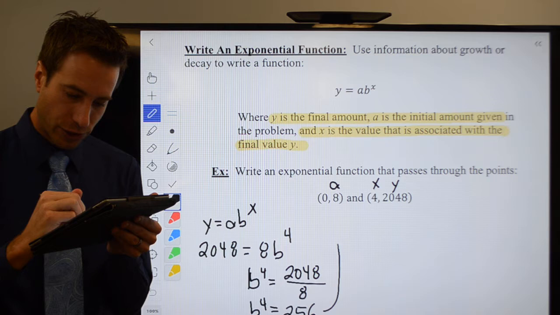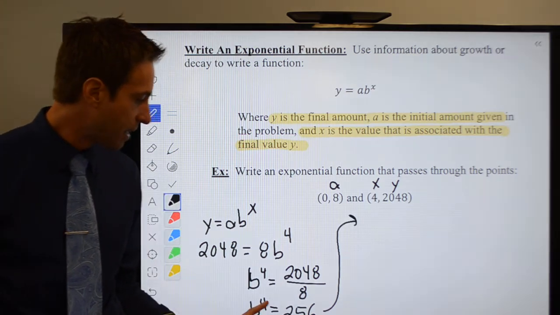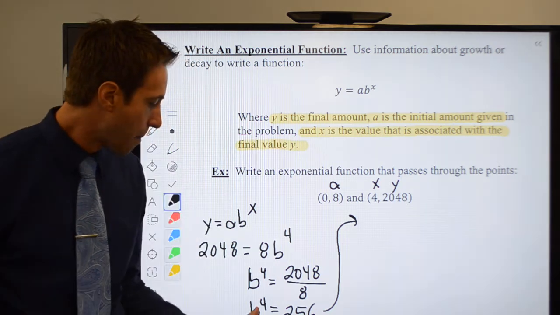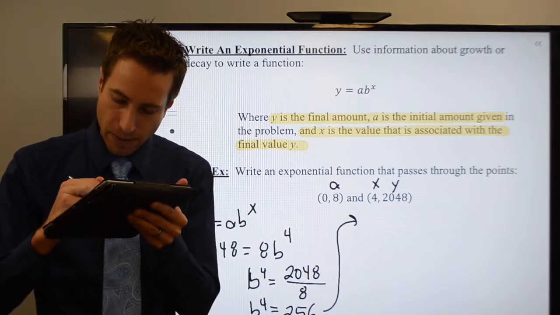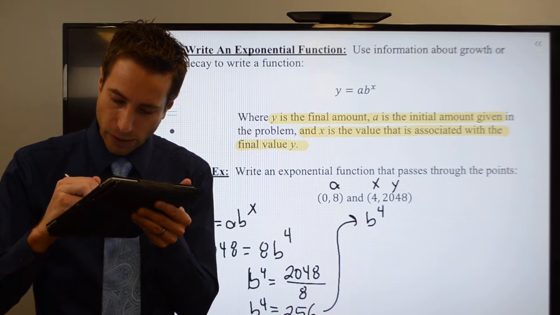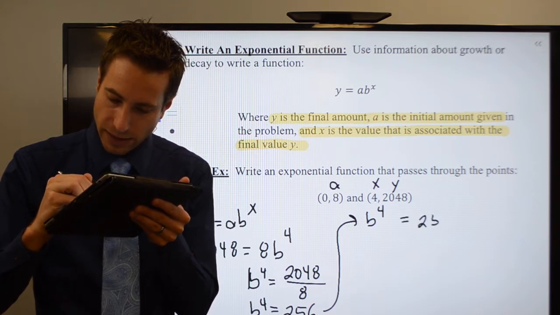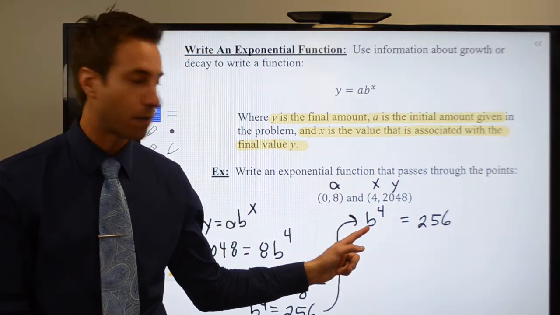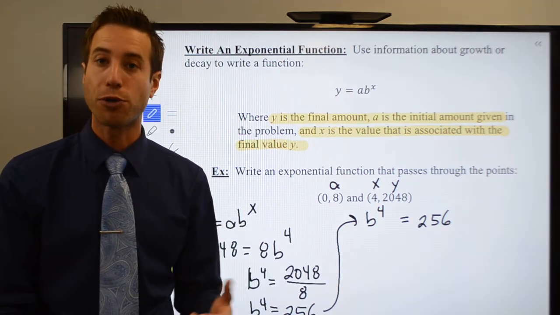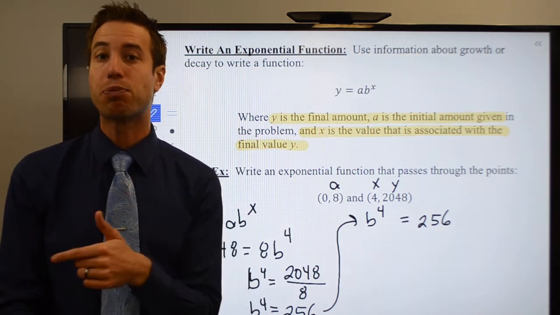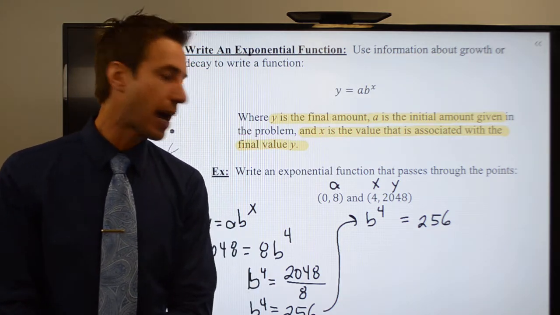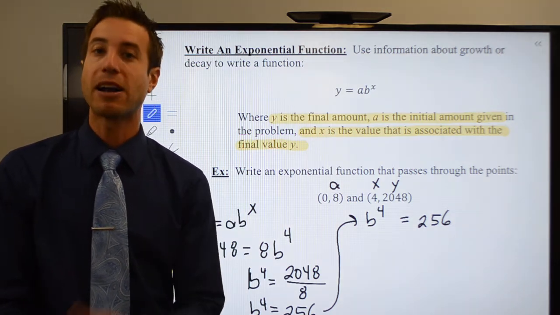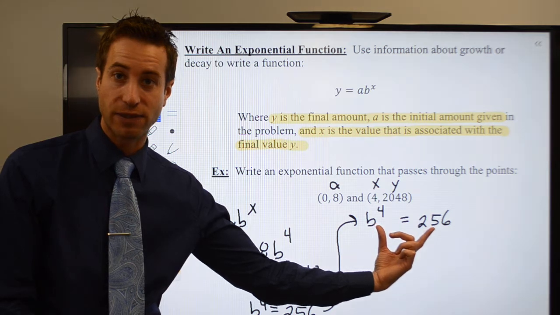All right, let me come up here so you guys can see what I'm working on. I've got b to the 4th is equal to 256, but I still have to get that b by itself. So let me rewrite it for you real quick. b to the 4th equals 256. Now, how do I get that b by itself? Well, the b is raised to the 4th power, and we actually looked at this in the previous chapter. Back in chapter 6, we worked with radical functions, and we actually talked about how you solve these kinds of equations.